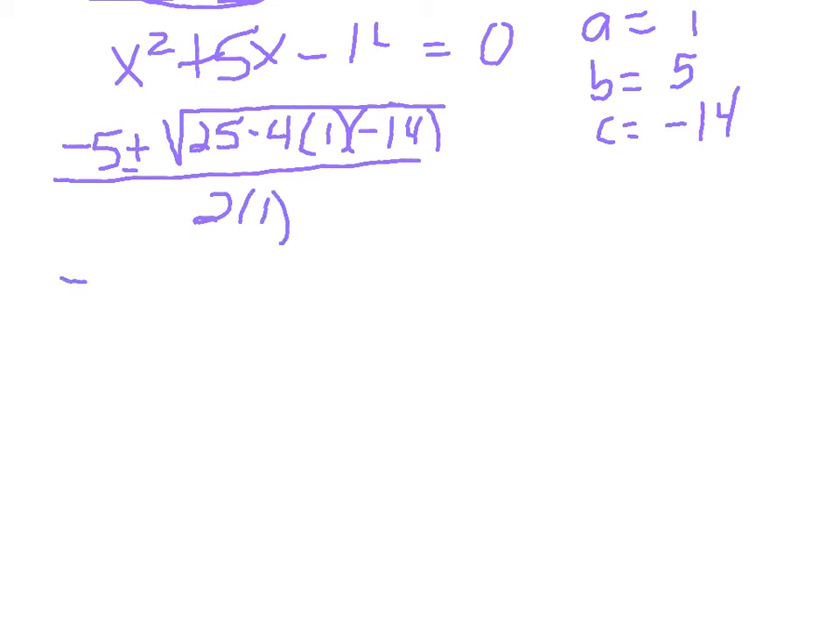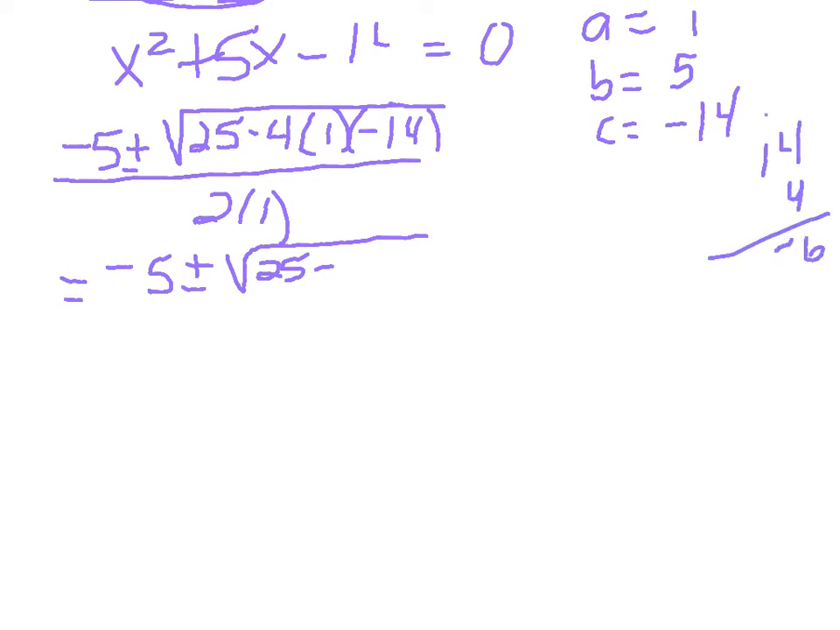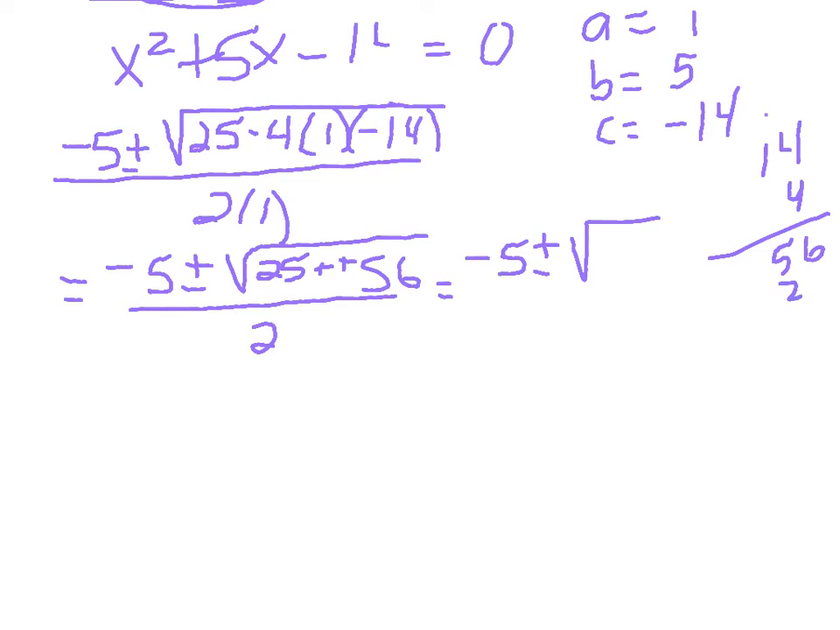Now we need to apply our order of operations. Underneath the square root is where I work first. 25 minus, what's 14 times 4? I'll do that over here. 4 times 4 is 16. That's going to be negative 56. All over 2. Negative 5 plus and minus the square root of 25 plus 56. That'll be 81.